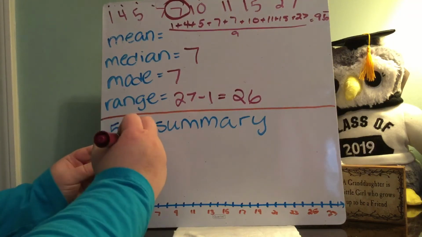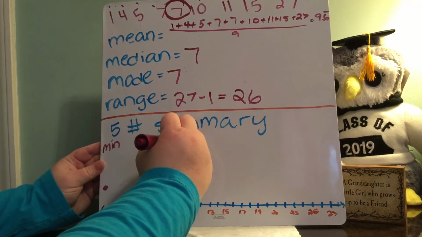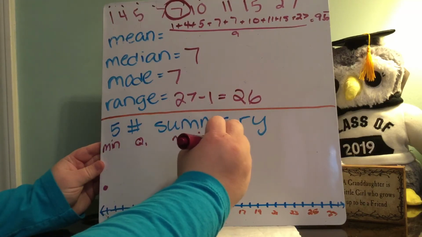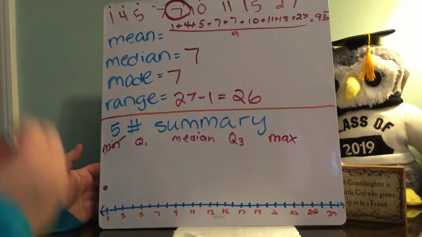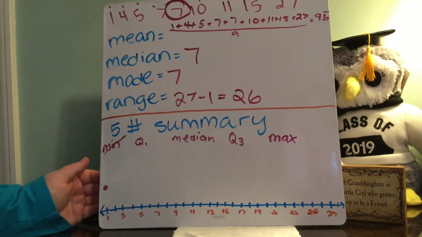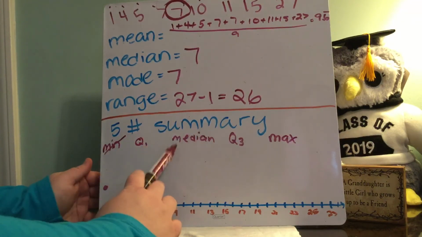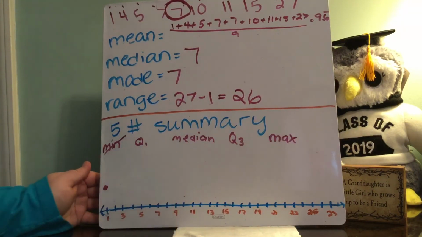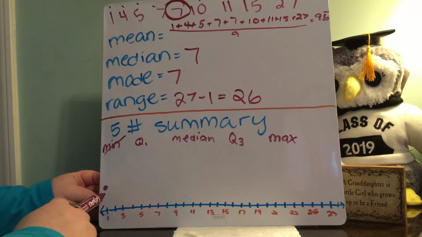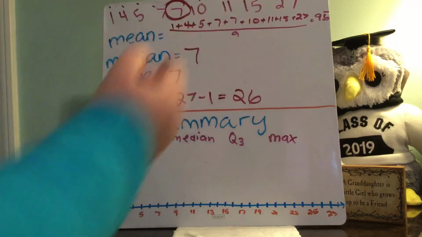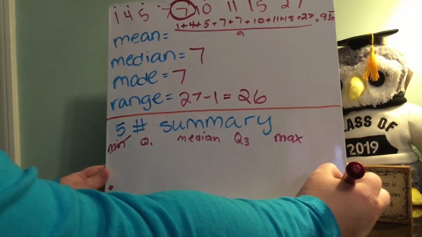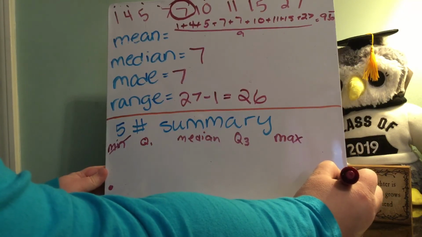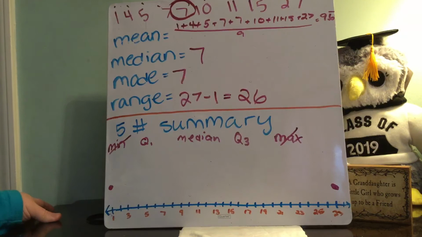Then our 4 other points: Q1, median, Q3, and max. So we did our min. We're going to cross that one out. There are 3 points that are really easy to identify: your min, your median, and your max. I like to plot those first. So we plotted our 1 for our min. Our max is going to be 27 because that's the biggest number we have. So we're going to go down to the 27 and put a dot above it, just like we did for the 1. And we're going to cross out max because we did our max.